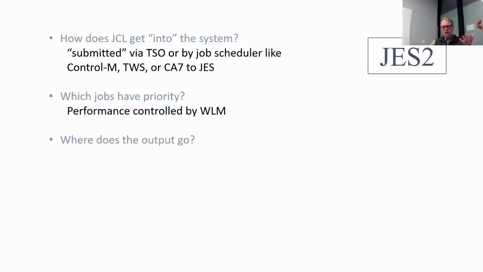And then where does the output go? Well, all of the output from the job is saved by JES in a spool so that you can go back afterwards and look at the job. You can see this step executed, it allocated these files, and this is the output from the job. And you can see step by step everything that that workflow, that batch job, did.